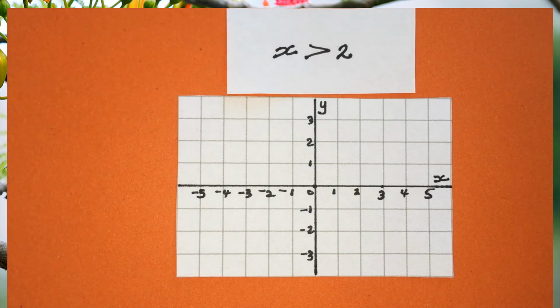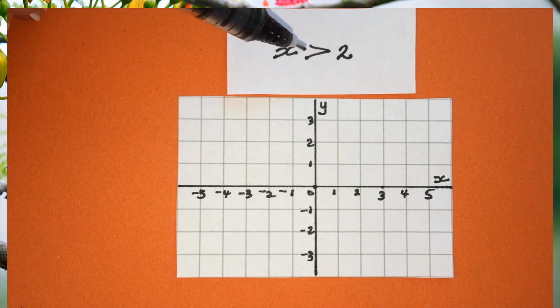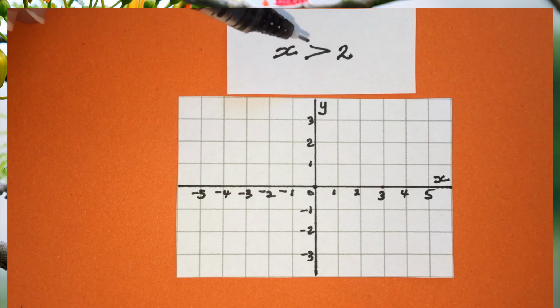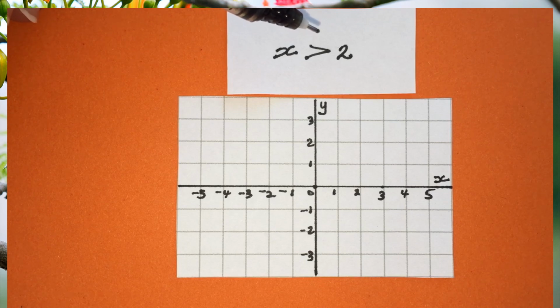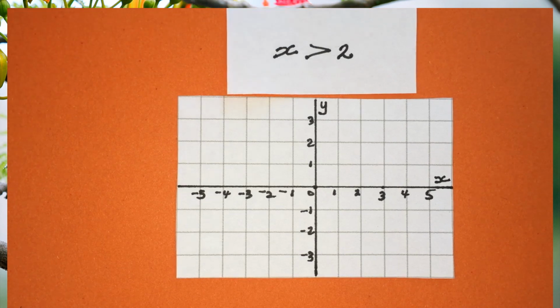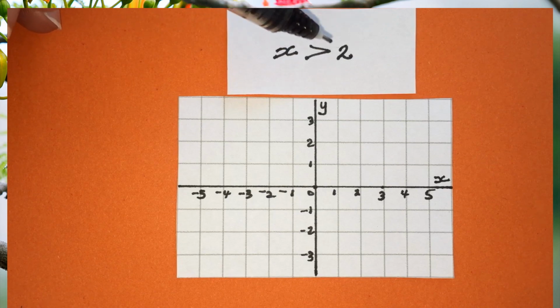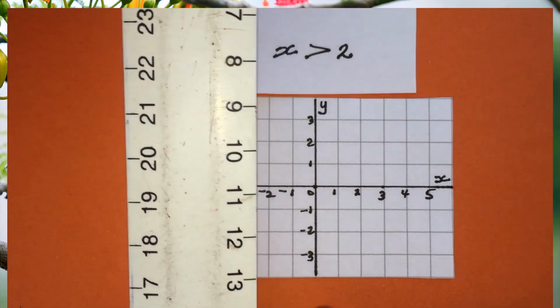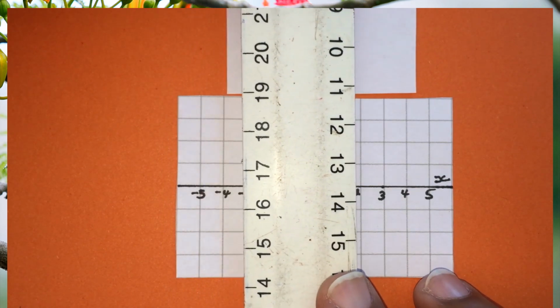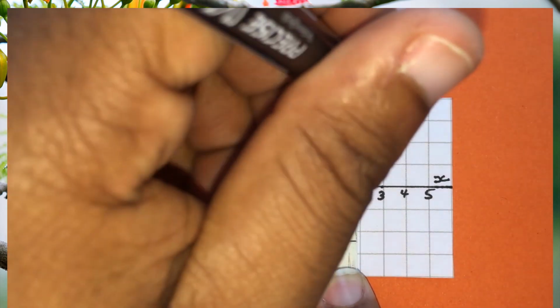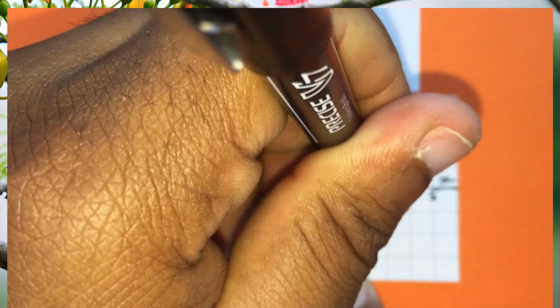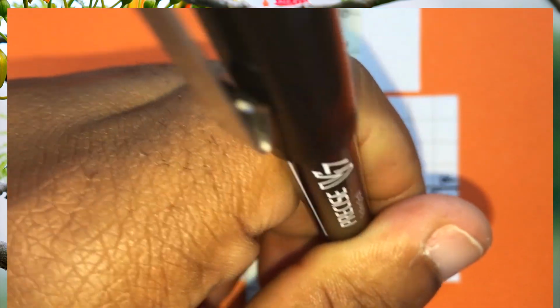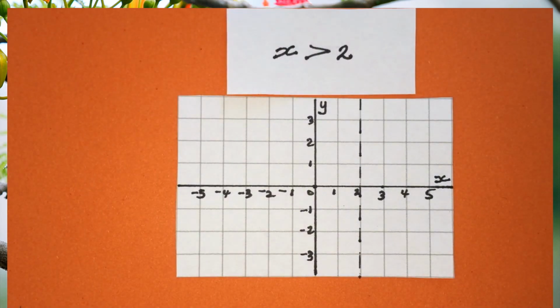But the inequality sign will tell us what kind of line we're going to draw. When you see greater than or less than, we're going to use a broken line. If you see greater than or equal to or less than or equal to, use a solid line. So this one says x is greater than 2. So we'll find where x is 2 right here, and we're going to use a broken line. This is what I mean by a broken line. Great. And that would represent x is greater than 2.